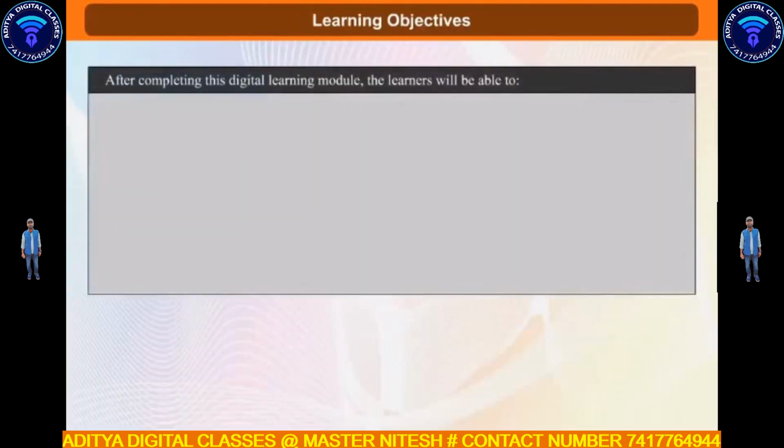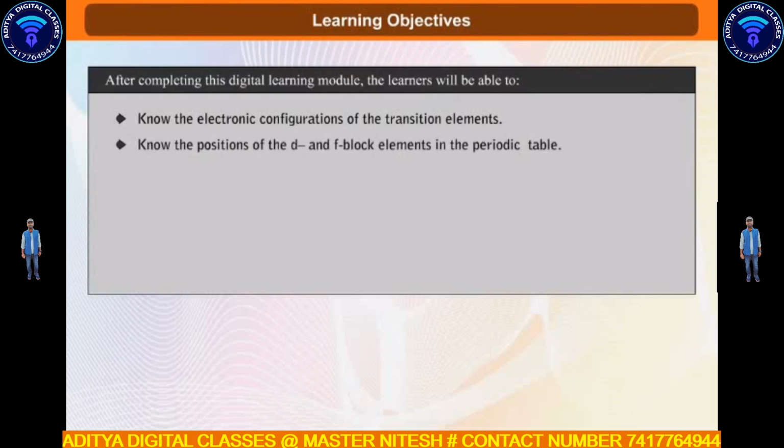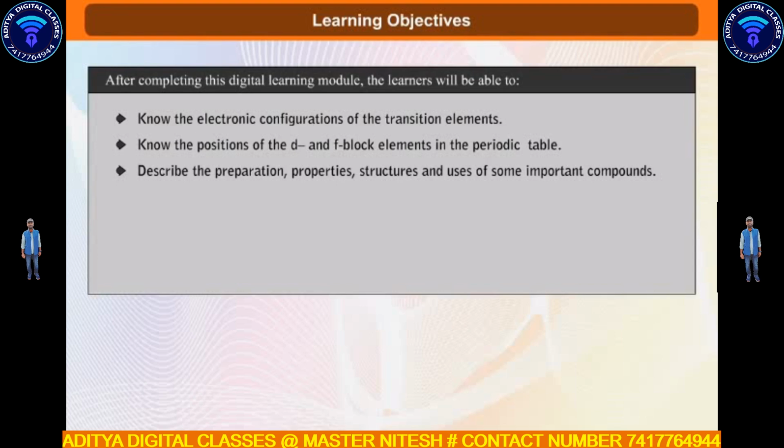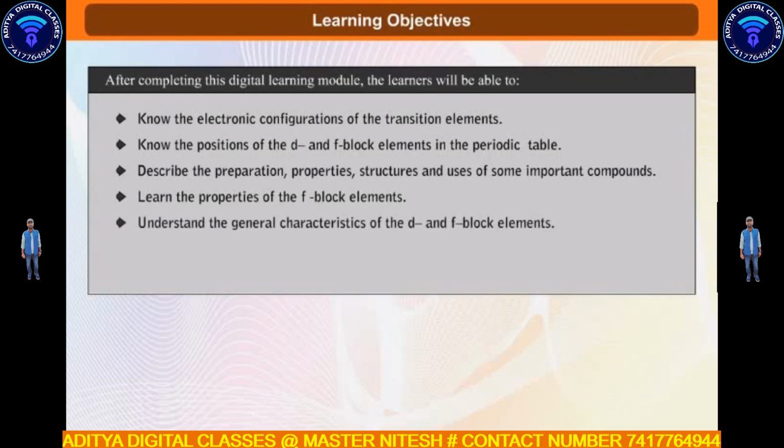After reviewing this digital content, we will be able to know the electronic configurations of the transition elements, know the positions of the D and F block elements in the periodic table, describe the preparation, properties, structures, and uses of some important compounds, learn the properties of the F block elements, understand the general characteristics of the D and F block elements, and explain the general horizontal and group trends in D and F block elements.